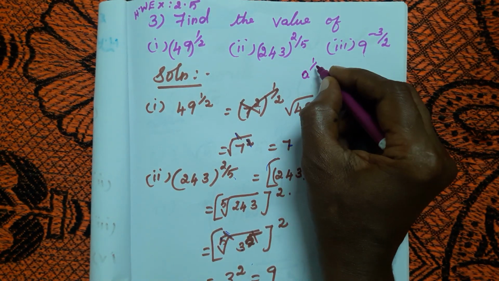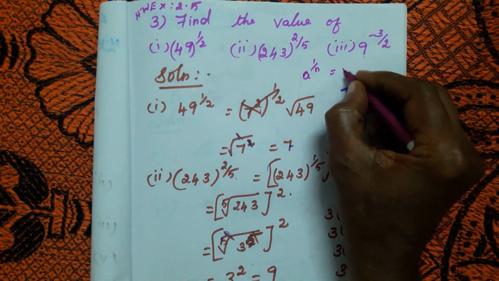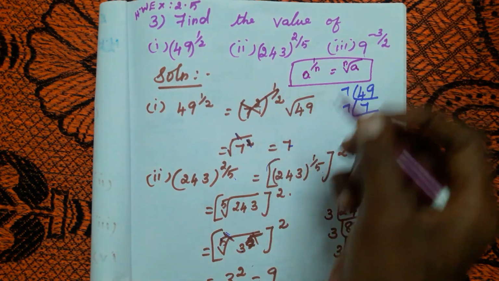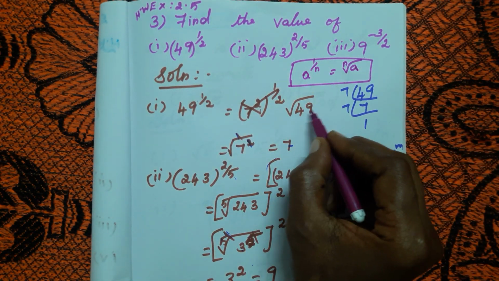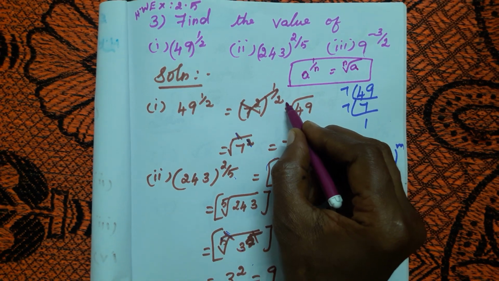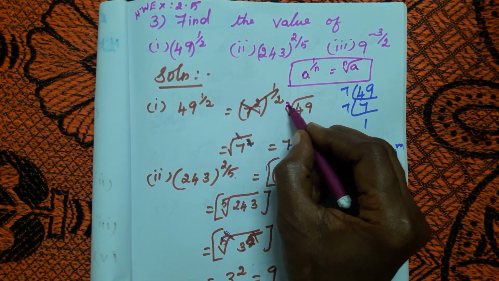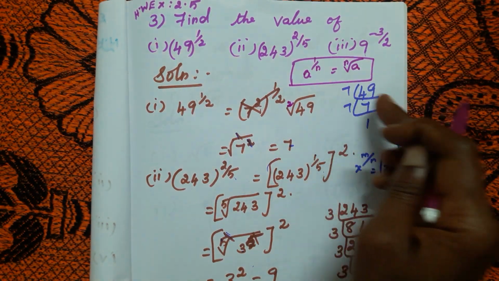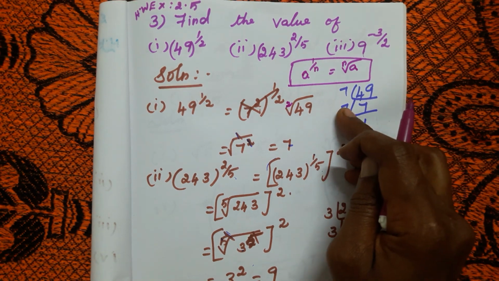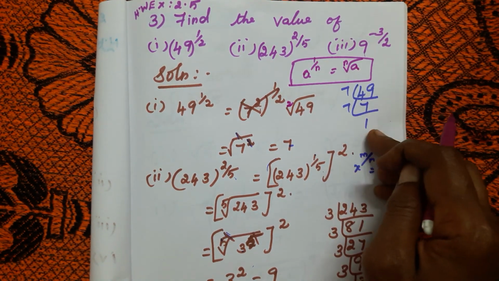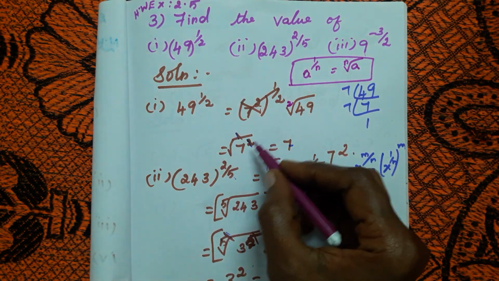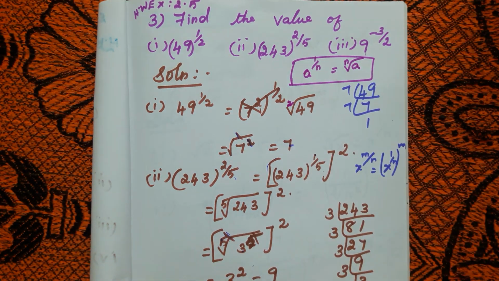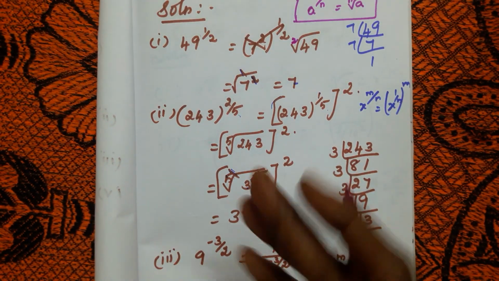A power 1 by n is equal to the nth root of a, the formula. When we use this, we get square root of 49. Here the order is 2. Next, when we factorize 49, we get 7 sevens are 49. Again 7 factorizing, 1 7 is 7. So square root of 7 square is equal to 7.